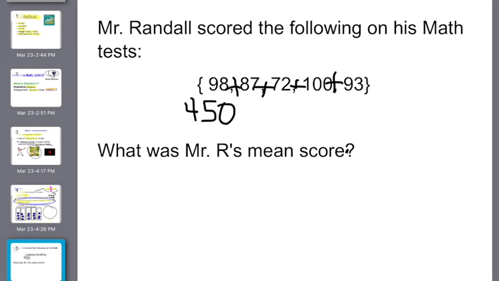Now I have to divide by how many there are. So we look, I have 1, 2, 3, 4, 5. So I take that, divide by 5, and I'll get what? What do we think we get? So we type it in. Divided by 5, we'll get 90.